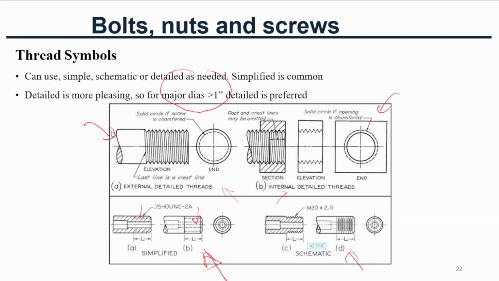So to easily understand this thread, the schematic diagram, the schematic representation, is used mainly for metric threads. It combines simplicity with enough information for identification. You can see M20 multiplied by 2.5. We can easily identify our thread using this schematic one. So these two are the most common ones.